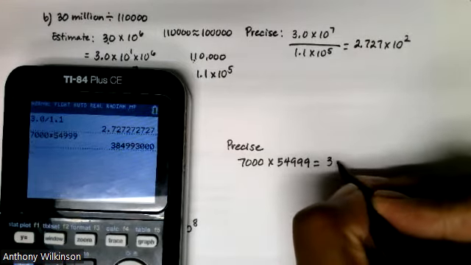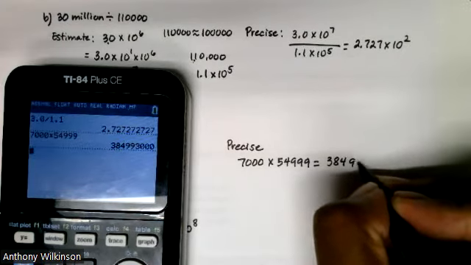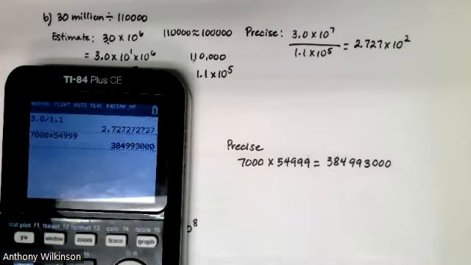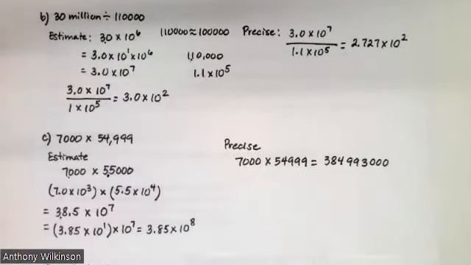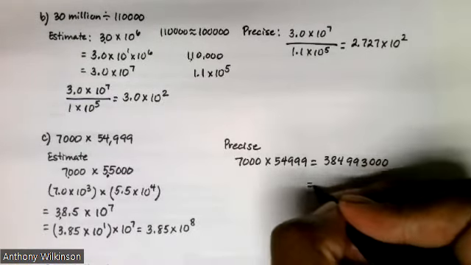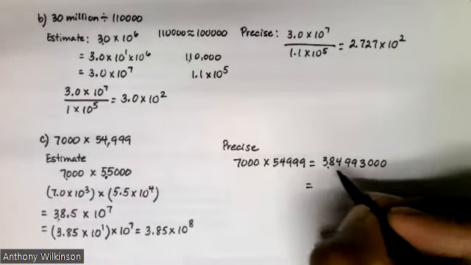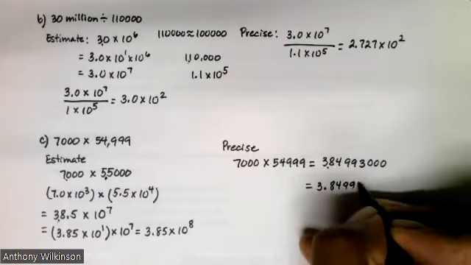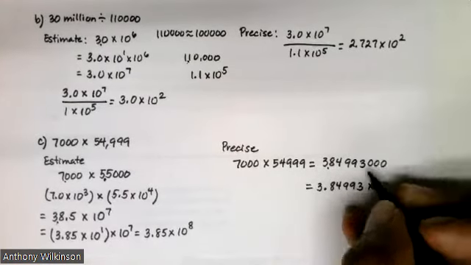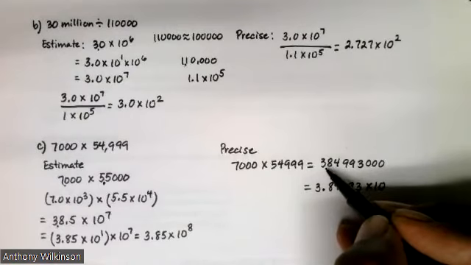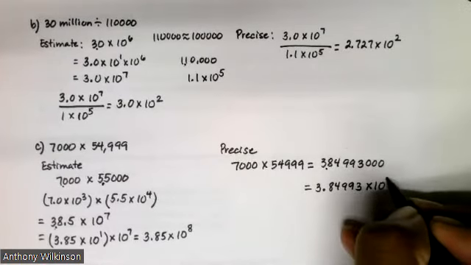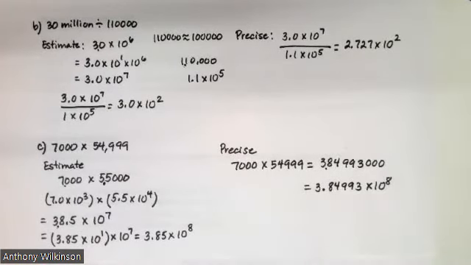In this case, 384,993,000. In other words, 384,993,000. That's the precise answer. And let's say I want to write this in scientific notation. I need to put the decimal point behind the 3. So it'll be 3.84993 times 10. If I place the decimal point behind the 3, I got 1, 2, 3, 4, 5, 6, 7, 8 numbers behind it. That 8 is going to be your exponent for 10.